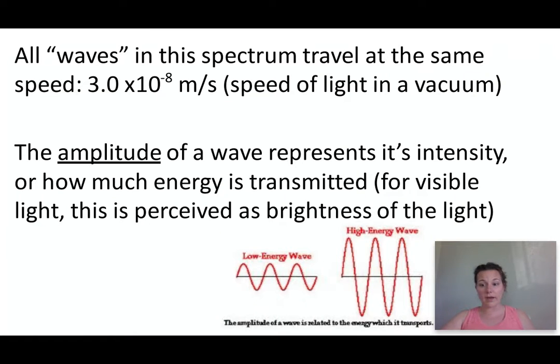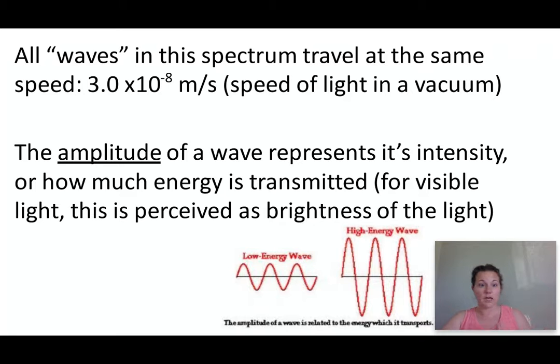Now, all of the waves in the electromagnetic spectrum travel at the same speed, 3.0 times 10 to the 8. Now, it says -8 here. You need to fix this because that is wrong. Meters per second. So this is the speed of light in a vacuum.